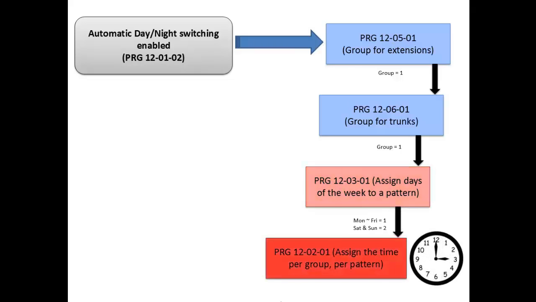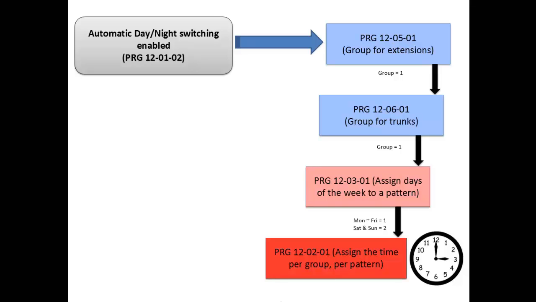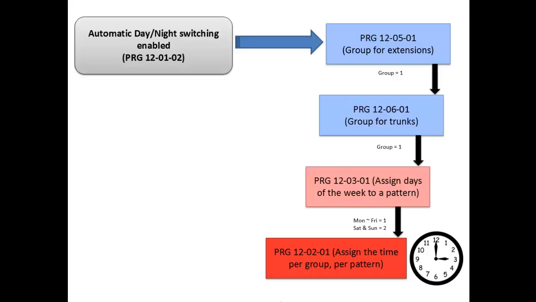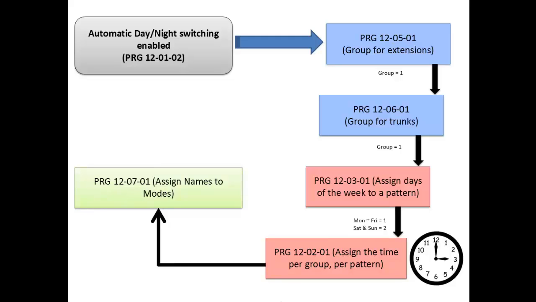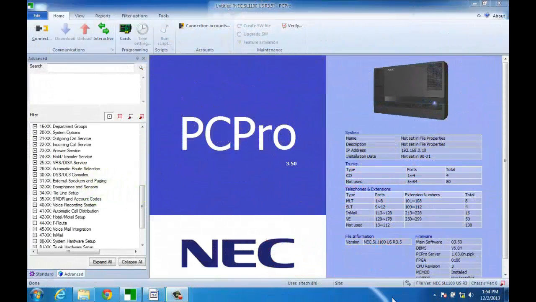Once the days of the week have been assigned to a pattern, you now go to program 120201. This is where the different days of the week get their times assigned. For example, the times of 8 to 5, 9 to 4, and 12 to 3 get assigned here. The last place you need to go to is program 120701. Here you can assign names to the 8 different day-night modes. Now that we understand the programming flow, let's begin the actual programming.